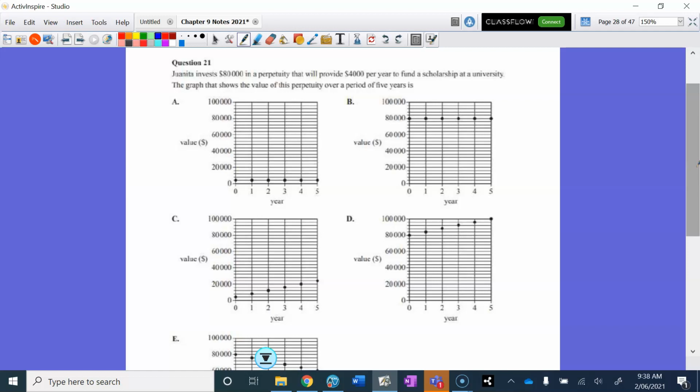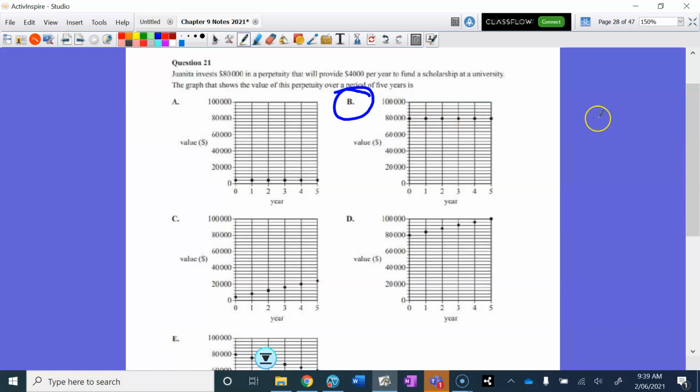So we want to find a graph that shows that every single year, one after the other, has a value of 80,000. And that one looks like B. So after 1 year, there's $80,000 still there. They give out $4,000 as an interest payment, but there's still $80,000 there for the next year. Then it earns $4,000, that goes away, it's still $80,000. So you've got this sort of straight line graph there.